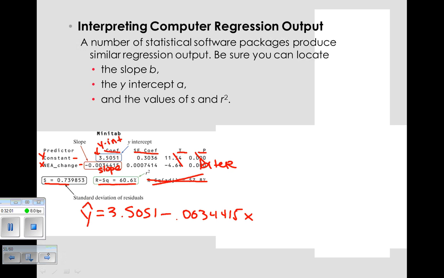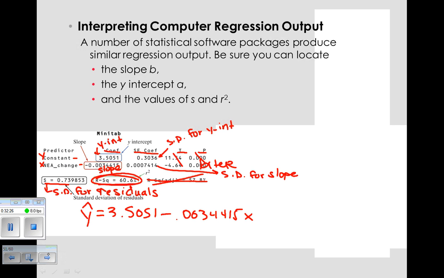This one right here is going to be the standard deviation for the constant, so the standard deviation for the y-intercept. This is your standard deviation for the slope. This S is your standard deviation for the residuals. And this is the R squared you want to use.